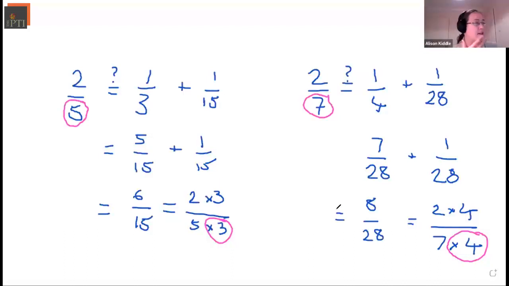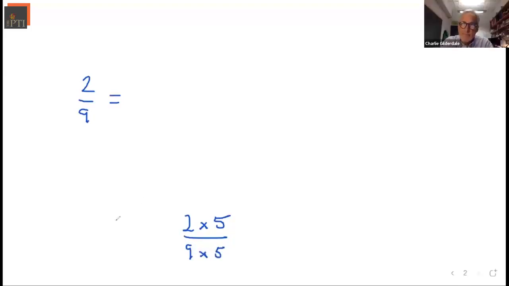So if I think about odd numbers, 5 is the 3rd odd number, 7 is the 4th odd number, and 9 is the 5th odd number. Okay. So I'm going to try this on a new page. So I'm going to start with 2/9, and then I want to have at the bottom that I've got 2 times 5 over 9 times 5, yeah? That is the conjecture.